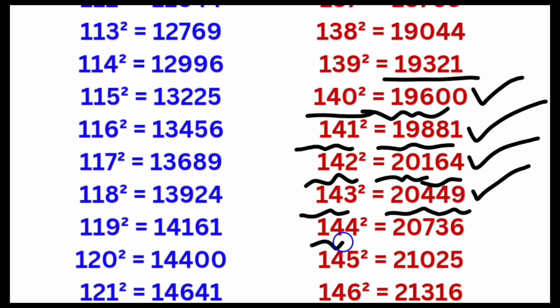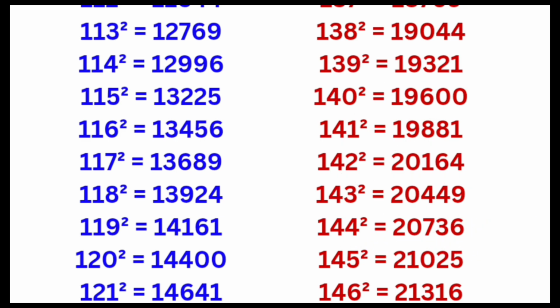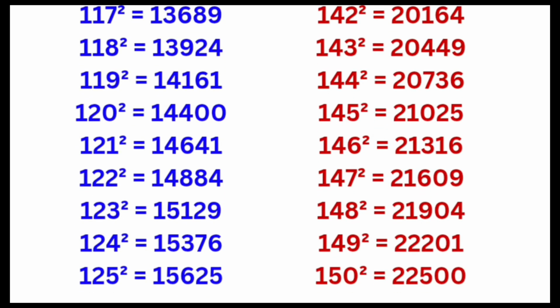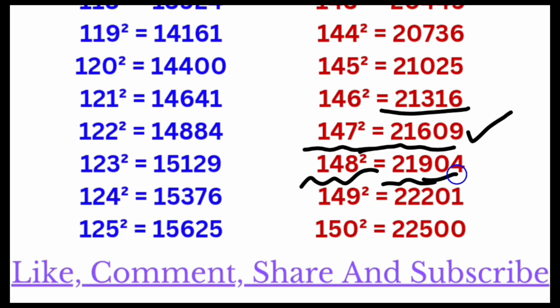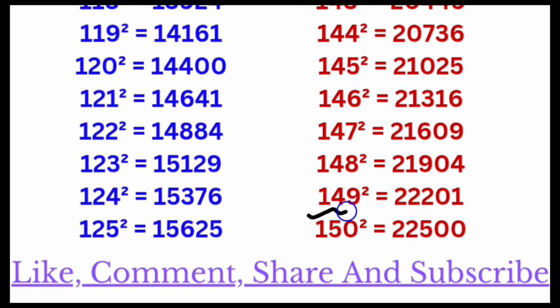Square of 143 is equal to 20,449. Square of 144 is equal to 20,736. Square of 145 is equal to 21,025. Square of 146 is equal to 21,316. Square of 147 is equal to 21,609. Square of 148 is equal to 21,904. Square of 149 is equal to 22,201. Square of 150 is equal to 22,500.